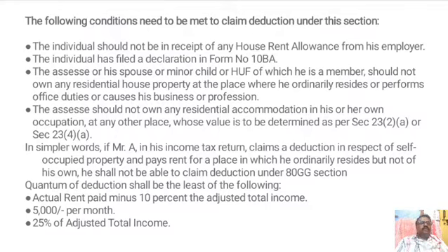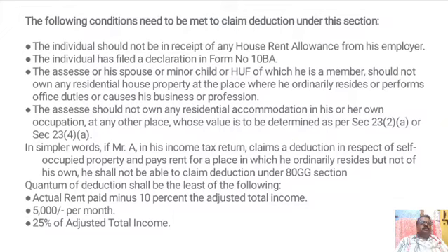The individual should not receive any house rent allowance from the employer. The individual has filed a declaration in Form number 10BA. The assessee or his spouse or the minor child or the HUF of which he is a member should not own a residential house property at the place where he ordinarily resides to perform the office duties, caused by the business or profession. The assessee should not own any residential accommodation.